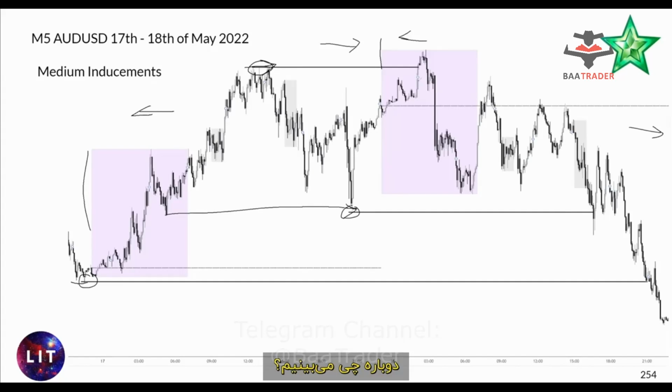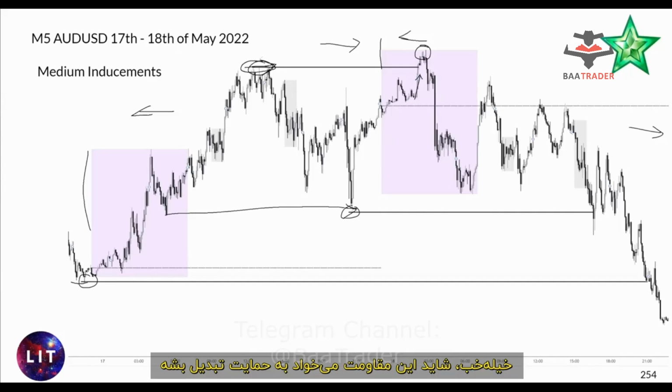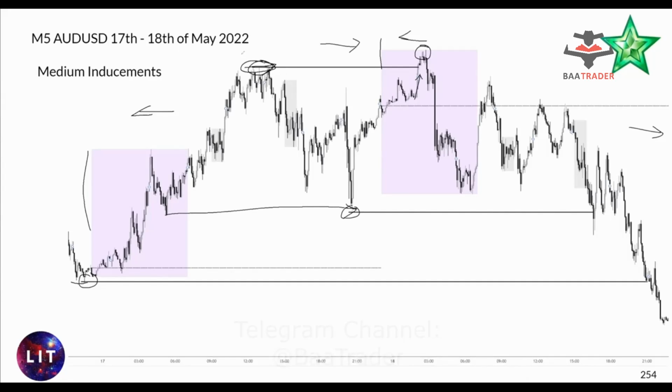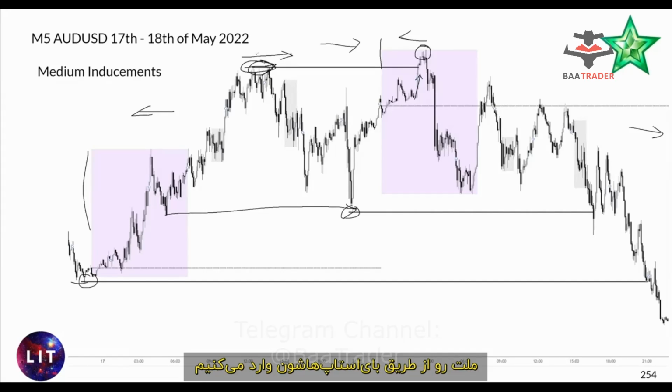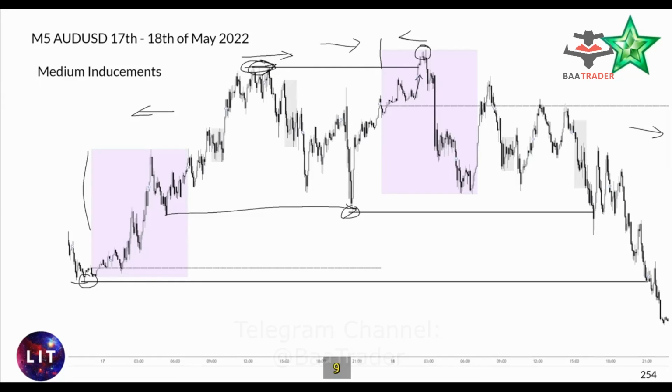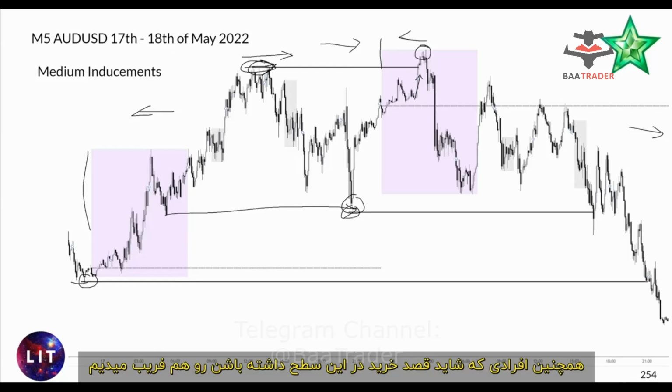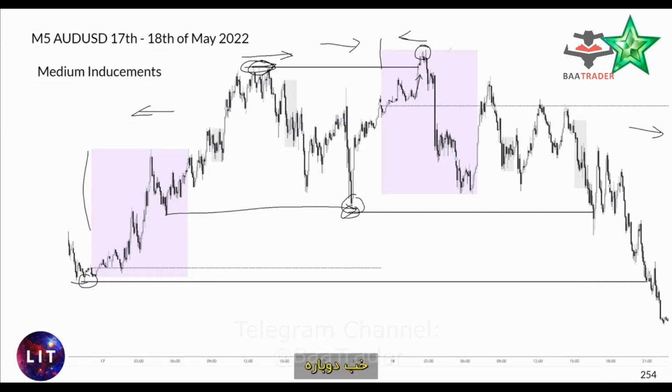So again, what do we see? Big momentum, huge momentum with the inducement, tricking people into, okay, maybe this resistance is going to turn into support, taking people in through their buy stops, and also tricking people who are maybe going to buy at this level here. So again, price continues down.